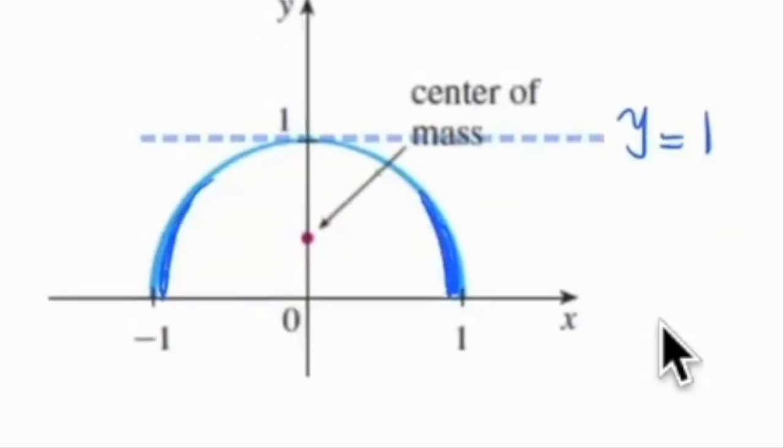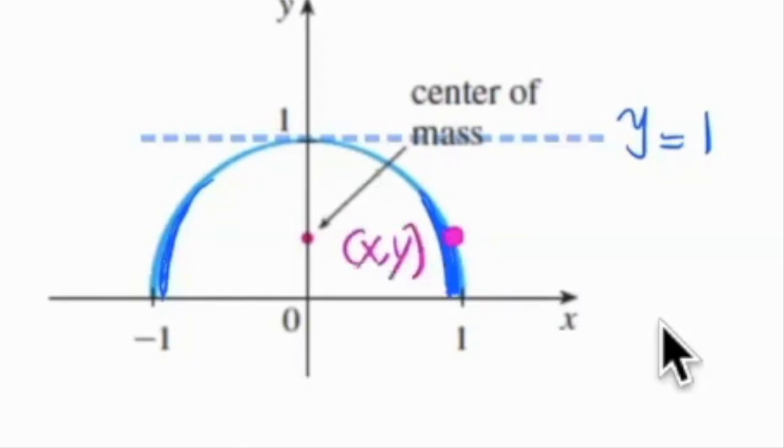Now it says that the linear density at any point is proportional to its distance from the line y equal to 1. So the line y equal to 1 is this line over here. Then it says the linear density is proportional to the distance from the point to this line. Okay, let's just pick a sample point. Let's take this point over here. Label this x comma y.